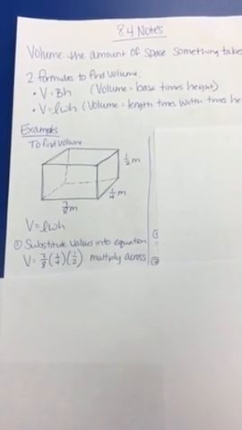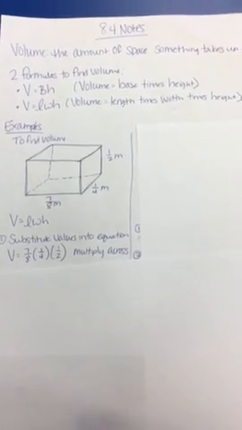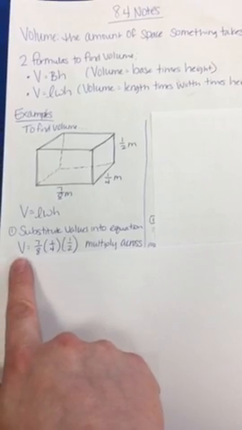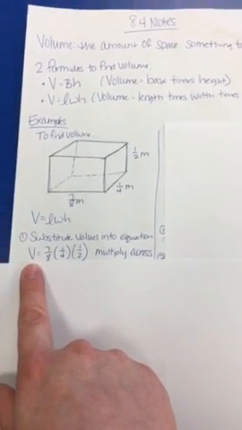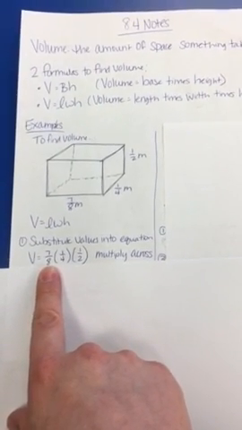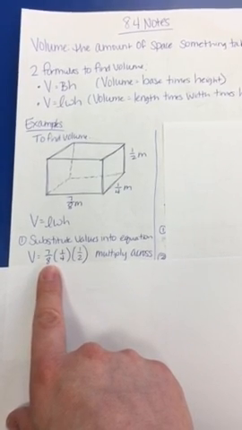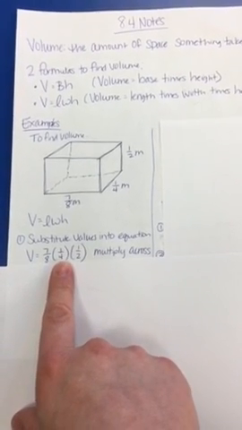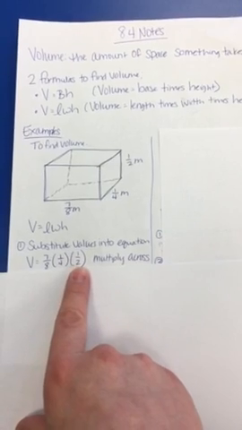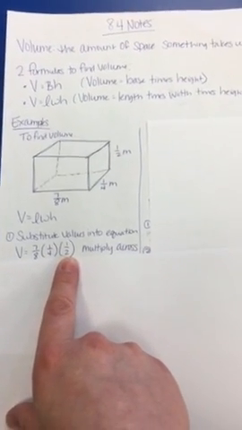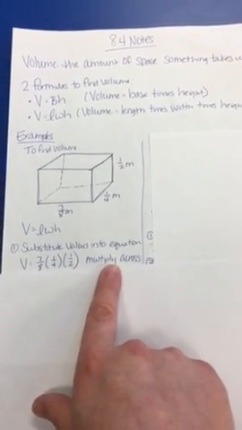First thing you need to do is substitute values into the equation. So we don't know the volume, so we're going to keep V the same. And then for length, we're going to put 7/8. For width, we're going to put 1/4. And then for height, we're going to put 1/2. And then just like multiplying any other fractions, you multiply across.